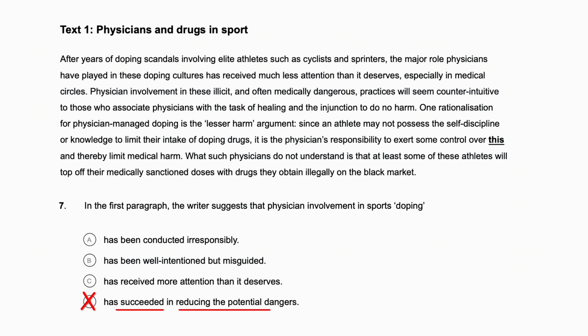The writer points out that the dangers may well remain the same, for example, when drugs are acquired illegally on the black market. So the right answer here is option B. The main point in this paragraph is that physicians who become directly involved in sports doping often do so for the best of reasons, believing that lesser harm is done. But the writer points out that they may be wrong, which means misguided, because they do not understand that the athletes will supplement these with further doses obtained illegally. That's how option B is right.